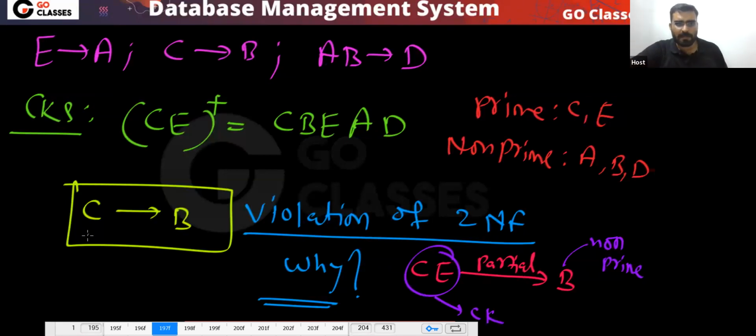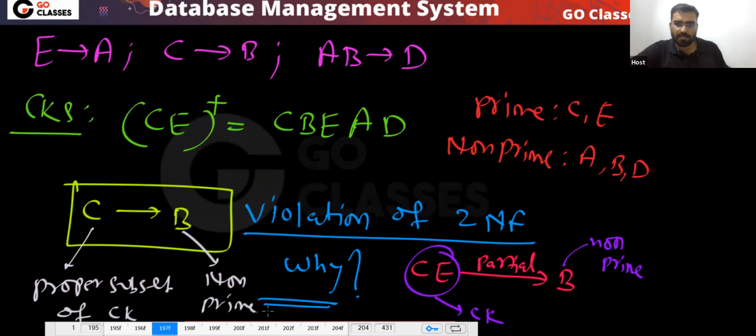Is this clear? Tell me. So you can notice this is a proper subset of the candidate key, and this is non-prime. So this is the violation of 2NF. Is this clear? Anyone has any doubt? Mavit is asking, sir, some proper subset of candidate key can determine non-prime attribute, this dependency can be partial or full. Yes, this can be partial or full. If it is partial, then there is a problem.